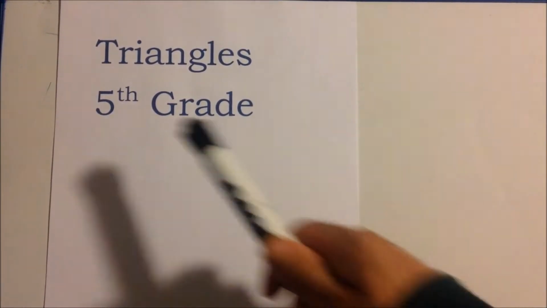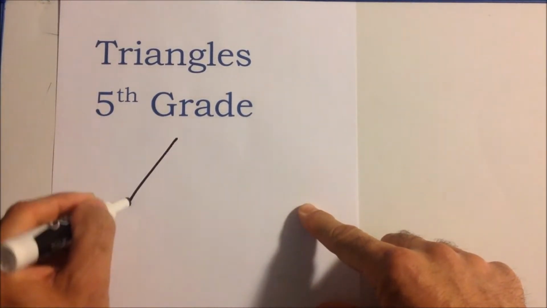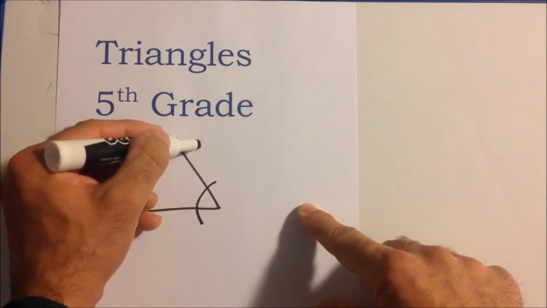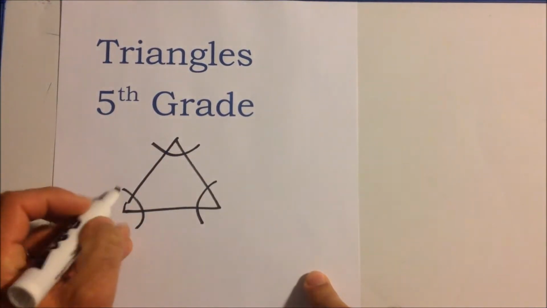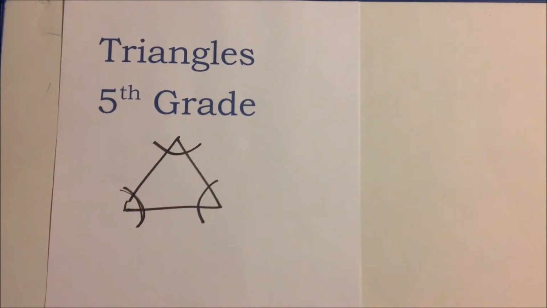Okay, here's our video on triangles. So we all know what a triangle is. It has 3 sides and it has 3 angles. And we can use this little half circle to represent an angle.